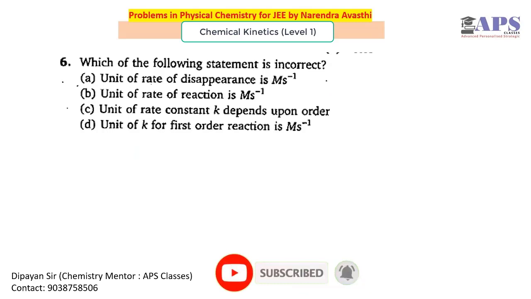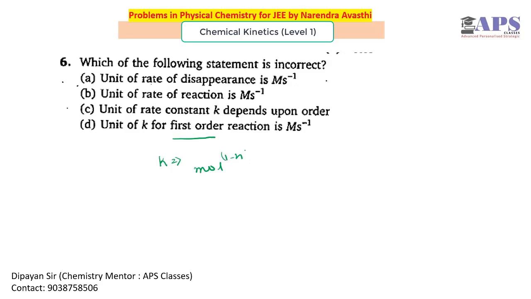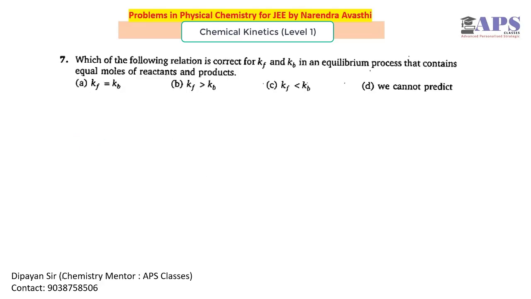In question number 6, which of the following statement is incorrect? So if first order reaction, K rate constant, unit should be for nth order reaction mole to the power 1 minus n liter to the power n minus 1 second inverse. Okay, so if n equal to 1, then the unit for the rate constant should become second inverse. Okay, so this is mole per liter per second, which is wrong. So we have to find the incorrect statement. So D will be.